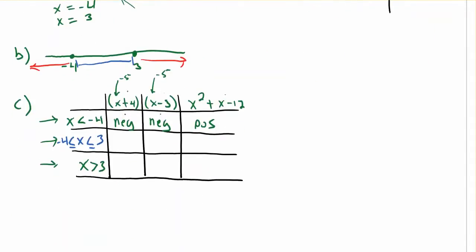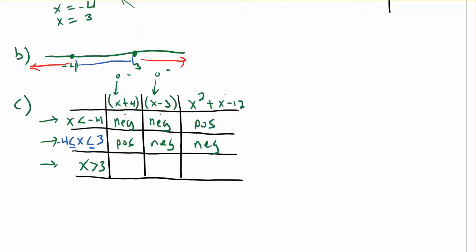Okay, if we did the same thing for any number between -4 and 3, let's put 0 in there. It's an easy one. So if I put a 0 in there and a 0 in there, then that's going to give me 0 plus 4 is 4, so that's positive. 0 minus 3, that's negative. So I've got a positive and a negative multiplied together. I know that that gives me a negative.